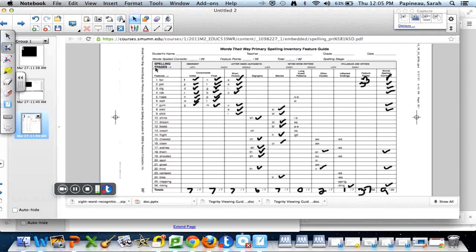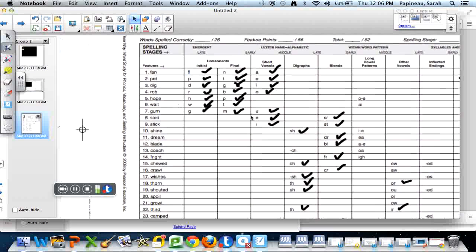It isn't as clear on my screen here, but I want to show you that as I look at fan, I'll put my pointer here, the student got the word correct. So I give them a check for getting the initial consonant and the final consonant, as well as the short vowel, which becomes a total of 3 feature points, and they get a check for spelling the word correctly. So I go through all of the words that the student has spelled, and I check off what they are doing.